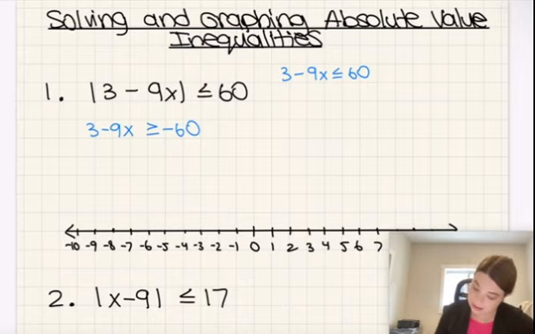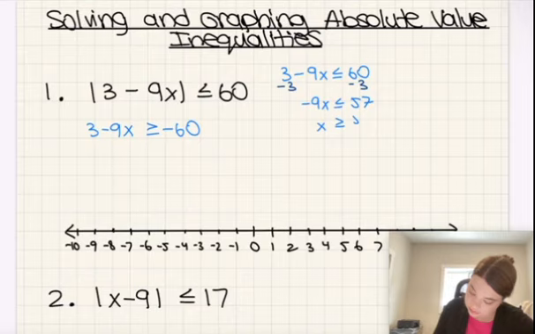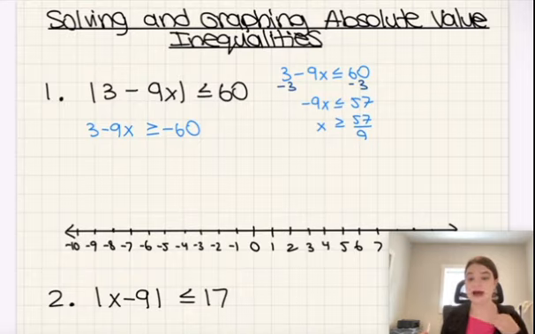So let's start with this first one over here. I'm going to subtract 3 from both sides, and that's going to give me negative 9x is less than or equal to 57. And then we're going to have x is greater than or equal to 57 over 9. Right? Because keep in mind that what I did here is I divided both sides by negative 9. And so whenever we divide by a negative, we flip the sign. So that's why it has switched from one to another.